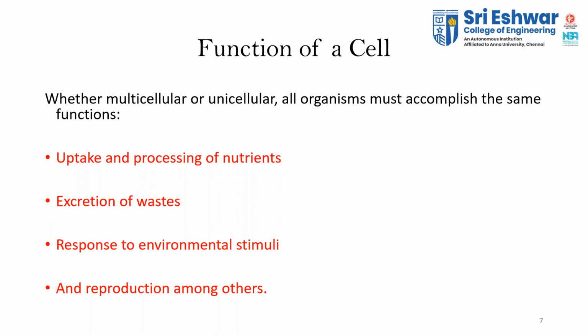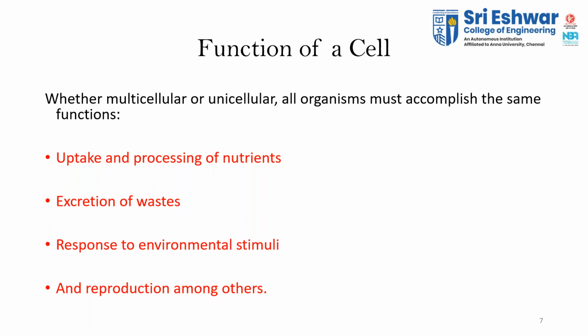And the next one will be reproduction, among others. These cells are important for the reproductive system. So the first step is what? Uptake and processing of nutrients, excretion of waste, response to environmental stimuli, and reproduction among others. Okay, four basic steps which are done in the functions of the cell.